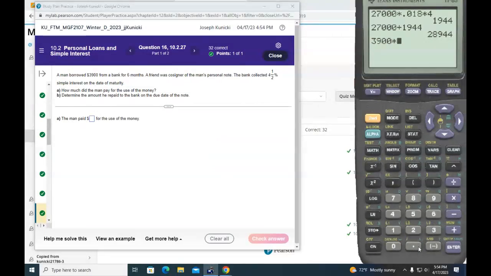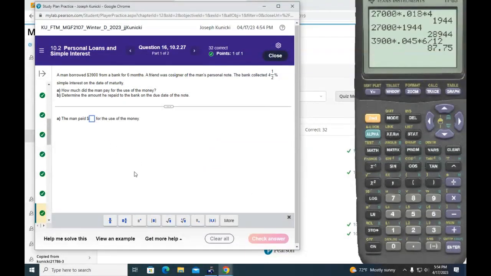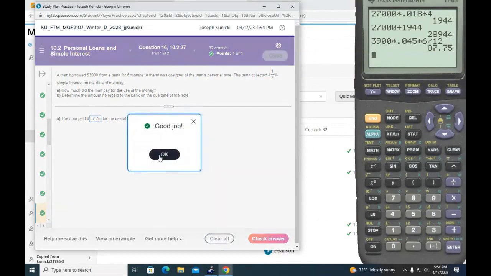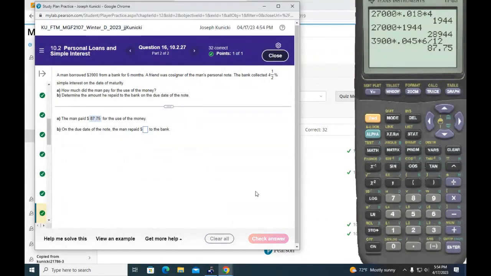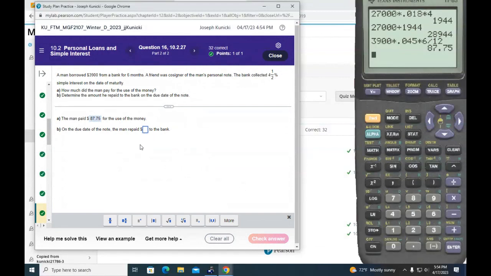3,900 times 4.5%, that's 0.045. And 6 months, so that's 6 divided by 12, half a year. So he would pay $87.75 interest. And how much will he pay back? Just add it to the 3,900, so it's 3,987.75.